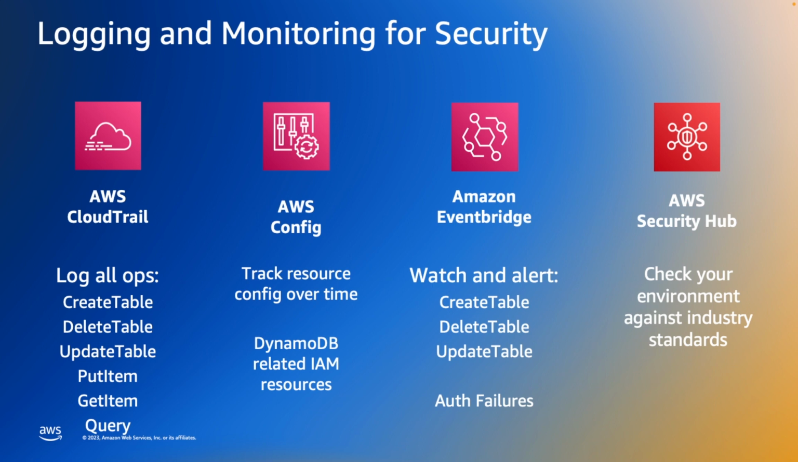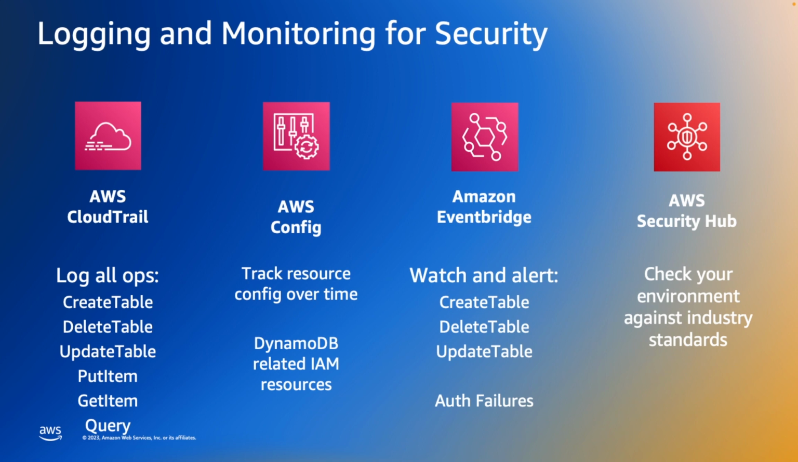Now, let's do a quick overview of some of the ways you can log and monitor security on DynamoDB. There's a lot underneath each of these services, so we're just going to cover the high levels. So with CloudTrail, you can log really all operations: create table, delete table, update table. Those are provided or stored in standard trails on CloudTrail. Or you can go with the data plane logging and pay a little bit extra, and you can get all the put item, get item, and query operations.